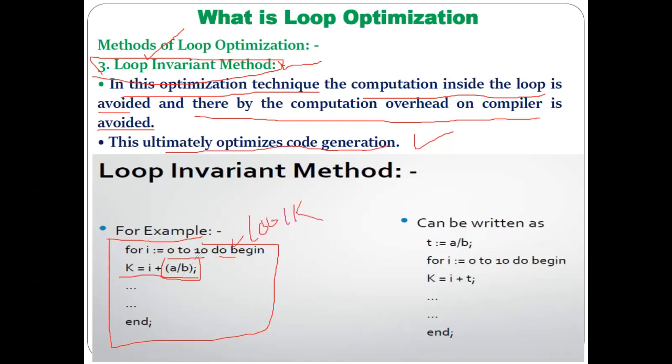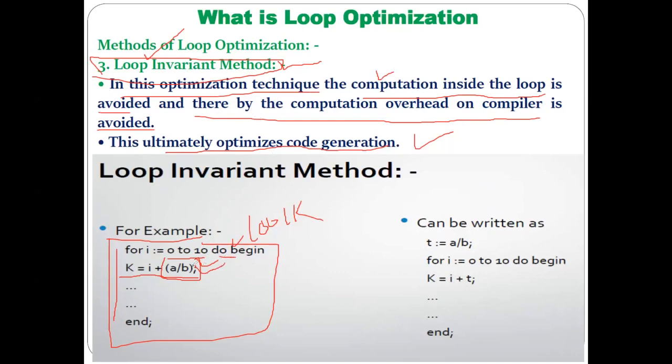Still, this a divided by b will not change, because there is nothing in this loop which is changing the value of a divided by b. So moving this loop invariant code outside the loop is called the loop invariant optimization technique. Same thing is mentioned here. In this optimization technique, the unnecessary computation inside the loop is avoided.